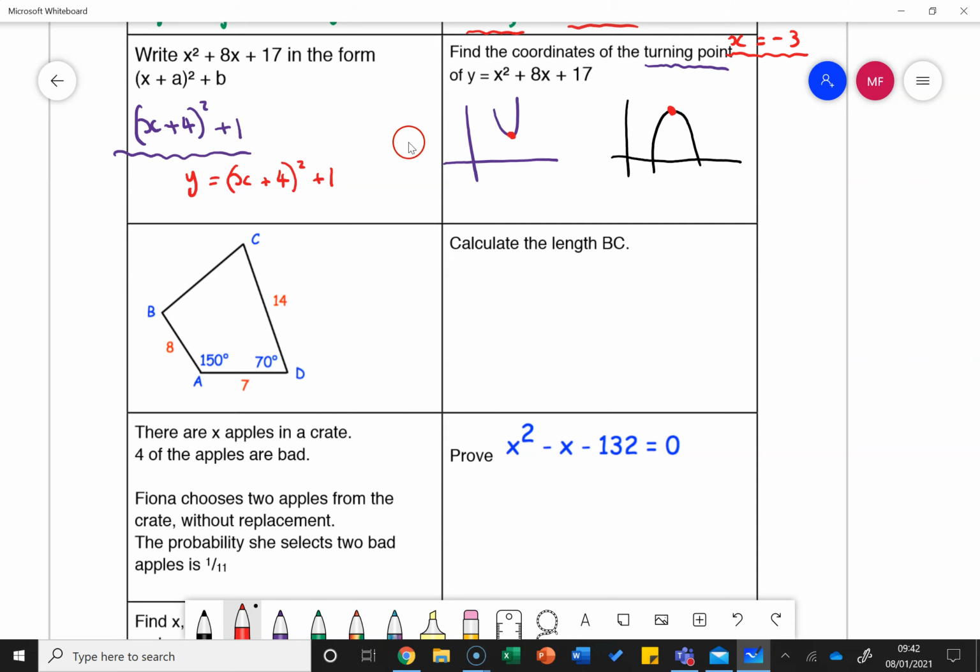Now, this is an x squared, so it looks like this. And what you're trying to find is the lowest point. Now, the lowest point is when this thing disappears, because it can't be negative. It can't be negative because you're squaring it.